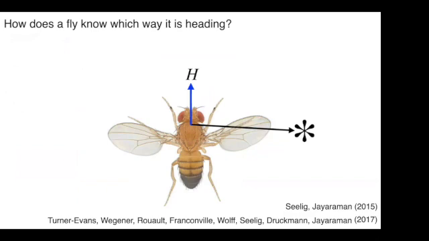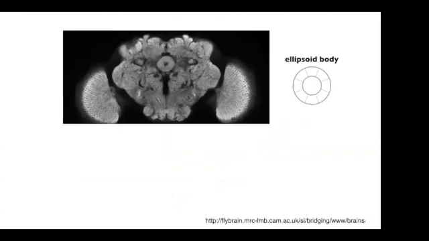Some of you may know this very beautiful work from the Jayaraman lab. Johannes Sillig and Vivek Jayaraman discovered a system in the fly that tracks its heading relative to the surrounding world. The second paper that I cited here has a very nice model of this too. So there are really elegant models and a pretty good understanding of this first step. How is heading represented in the fly? And that occurs in this donut-shaped region of the brain that you see in the picture called the ellipsoid body. So that's the first player in our journey here.